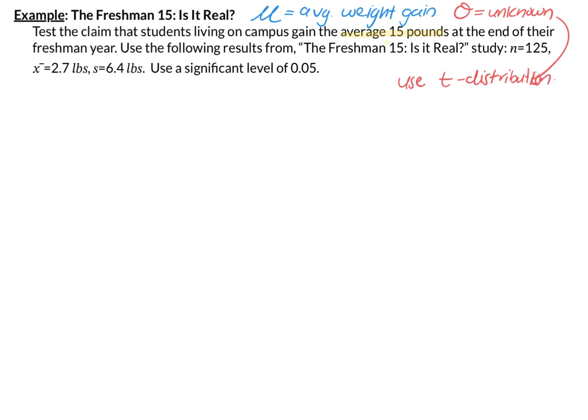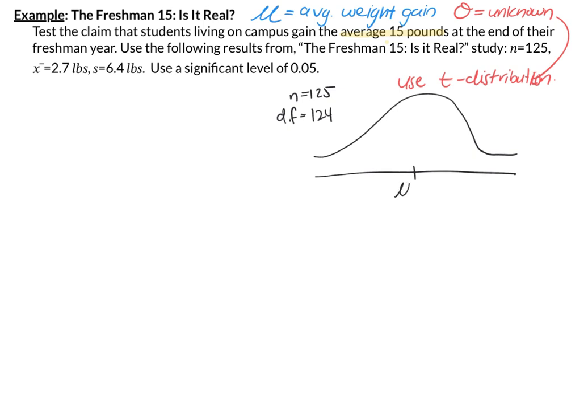When you're using a t-distribution, it does look a lot like the normal distribution, but I'm going to exaggerate the tails here. On a t-distribution, the tails are a little bit wider, and every t-distribution is unique to the sample size. So here, since we have a sample of 125, the t-distribution that we're going to use has a degree of freedom of n minus 1. So 125 minus 1 gives us 124. At the center of this distribution is where we write our null hypothesis value, so mu naught.